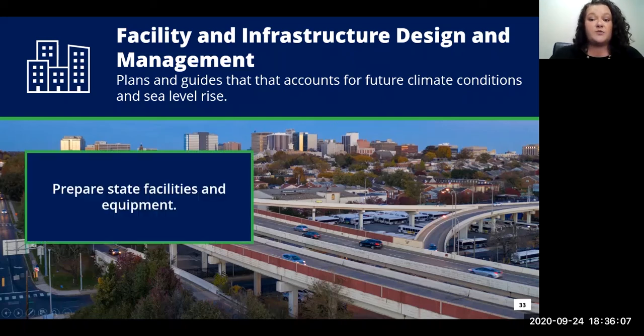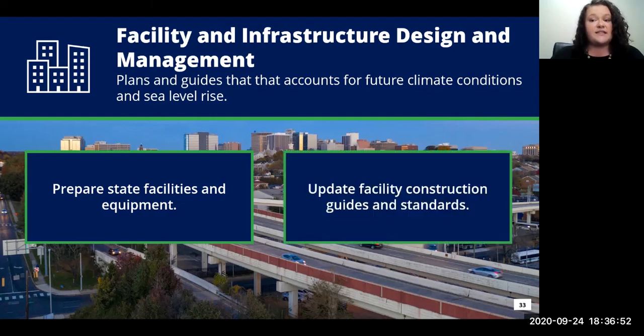The first action is to prepare state facilities and equipment for climate change impacts and sea level rise. As I mentioned just now, this can be a broad action that could be implemented in a variety of ways. Some examples include incorporating sea level rise projections into siting decisions of new state buildings, updating phone lines to remote state offices to ensure good network connectivity, and working to identify possible future access issues to facilities. The incorporation of these types of considerations can help save money and reduce interruptions in state services.